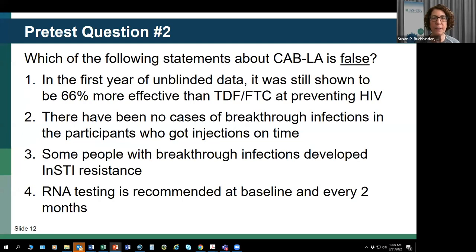Which of the following statements about long-acting cabotegravir is false? In the first year of unblinded data, it was still shown to be 66% more effective than TDF-FTC at preventing HIV. There have been no cases of breakthrough infections in the participants who got injections on time. Some people with breakthrough infections developed INSTI resistance. Or RNA testing is recommended at baseline and every 2 months. Go ahead and vote.